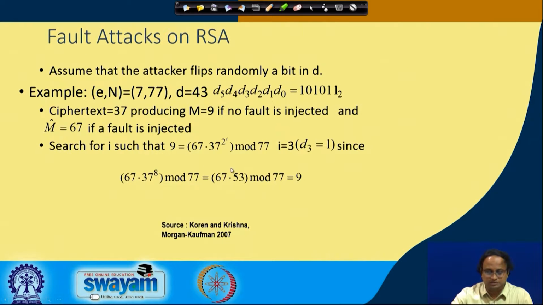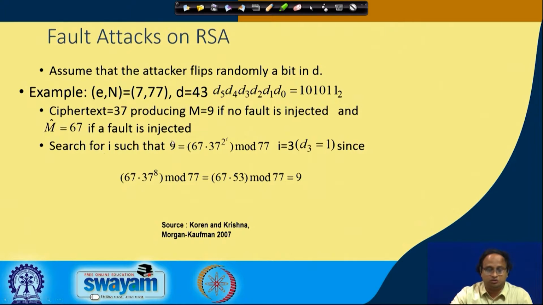Here is a simple example to show that, where E has been taken as a toy RSA. So E is 7, N is suppose 77, which is a product of 7 and 11, two prime numbers, and suppose your exponent is D equal to 43, and therefore the corresponding key bit sequence is shown here. The ciphertext is say 37, which is producing M equal to 9 if there is no fault injected, and suppose there is an ith bit which has been flipped and you get 67 as your faulty output.